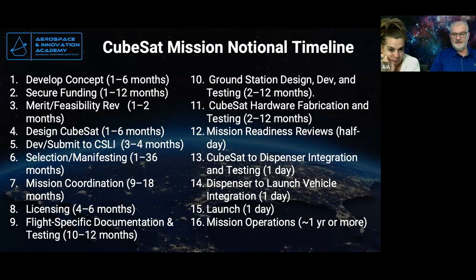Additionally, it's always good practice when you're designing your CubeSat mission to use components with flight heritage.